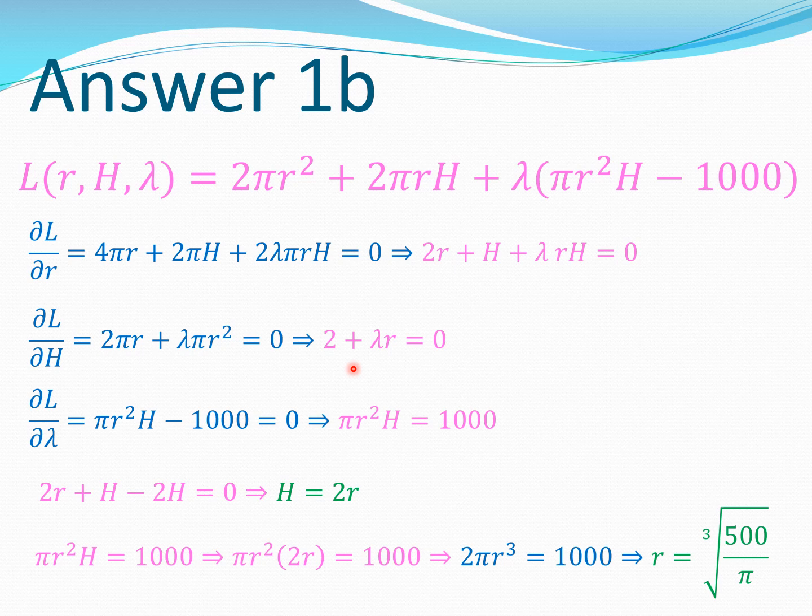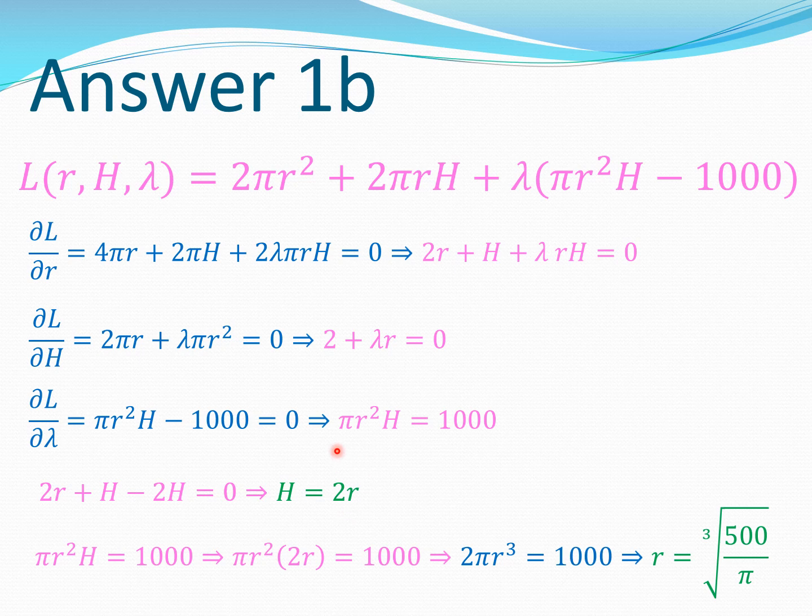Now looking at the second equation, I can immediately see that lambda r is going to be minus 2. So I can make that substitution, for example, in the first equation. So that becomes 2r plus h, and I can replace here lambda r as negative 2. So I get minus 2h equal to 0, and immediately from this equation I am able to get h equals 2r. So that's the first equation, which simply tells me that the height of the cylinder is going to be twice of the radius, or height of the cylinder is equal to the diameter for this problem.